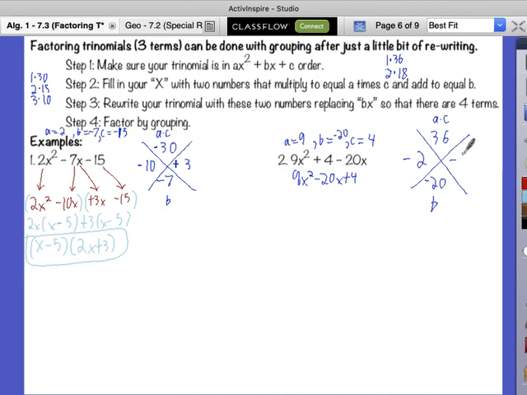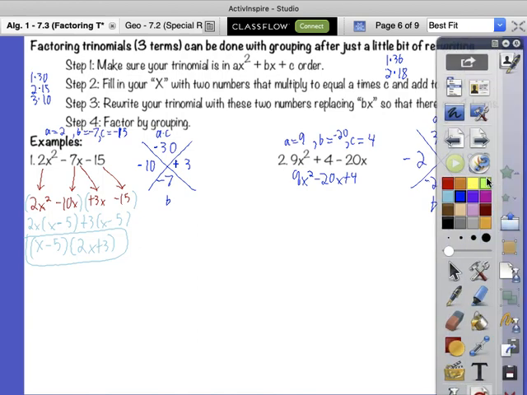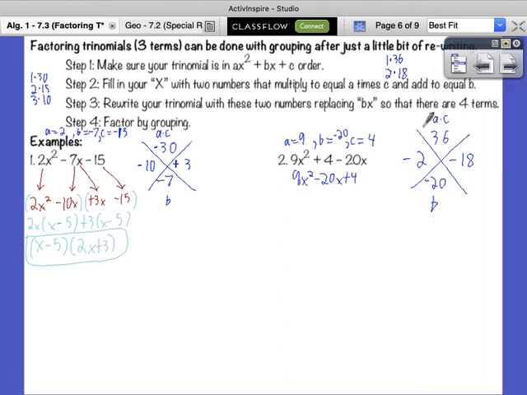So it doesn't matter which one we put first or second. It does not matter whether we put the 2 first or the 18 first. Okay? That does not matter. So that was step 2. Step 1 is making sure it's the right order. Step 2 was filling them in, making our x and filling it in. So now we're going to split our trinomial, and we're going to make it a 4-term polynomial.